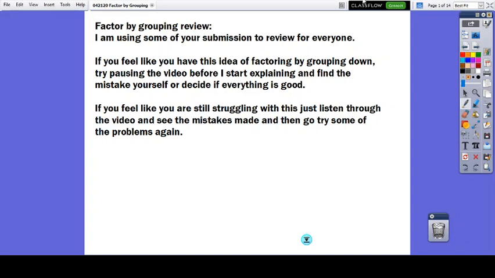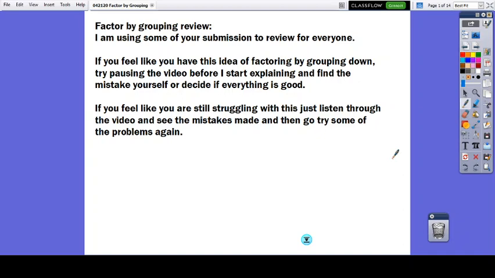Hi everyone, back here to give you a review on factoring by grouping. So you are seeing right now that I'm going to review with some of your guys' submissions. That's why I had you submit them, so I could see what mistakes you might be making and try to fix those. I'm going to use those without any names attached.